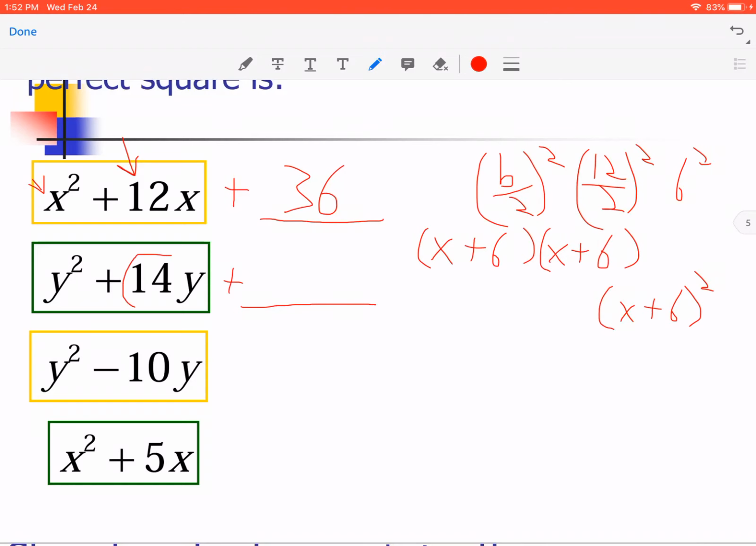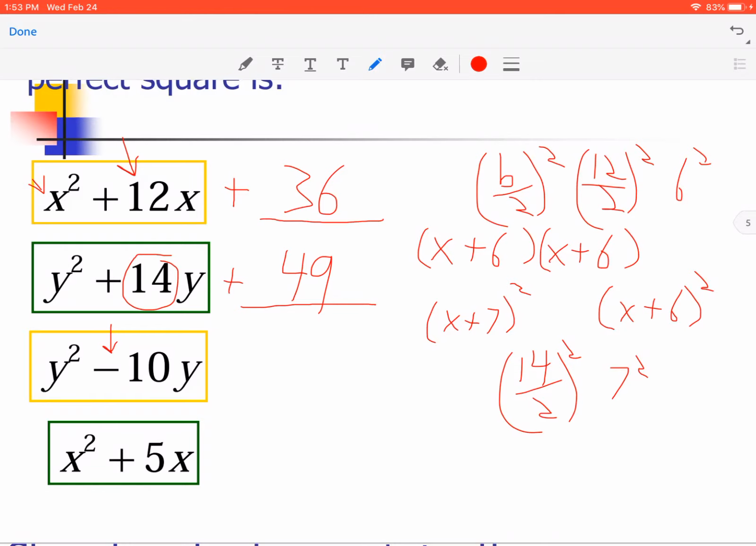Take B, which is 14, divided by 2, and square it. Well, 14 divided by 2 is 7. What is 7 squared? 49. That's your perfect square. This would break down into x plus 7 times x plus 7, or x plus 7 squared. Why? Because the square root of 49 is 7. What is 7 plus 7? 14. All right, look at number 3.